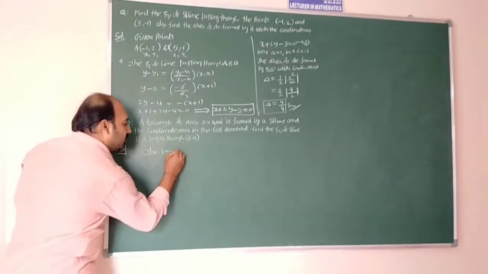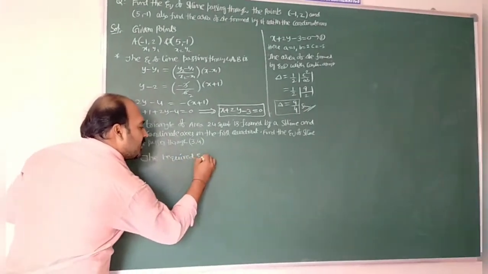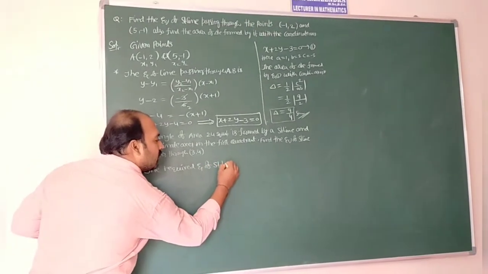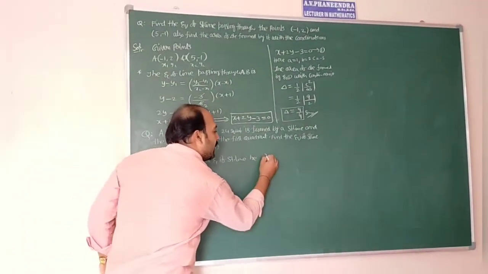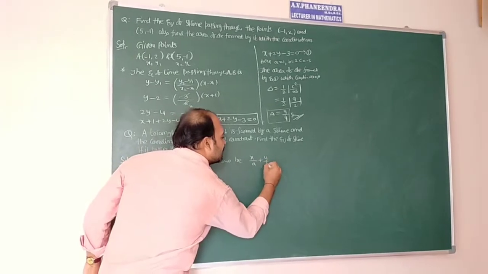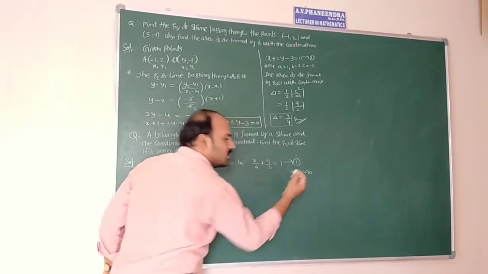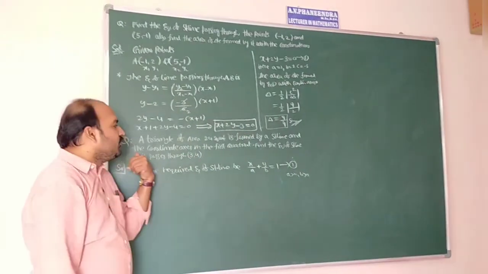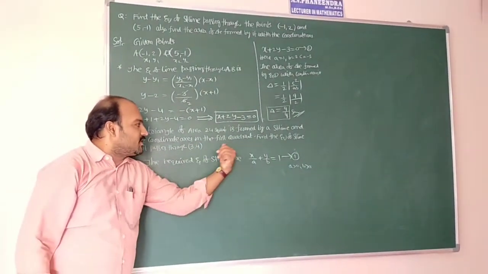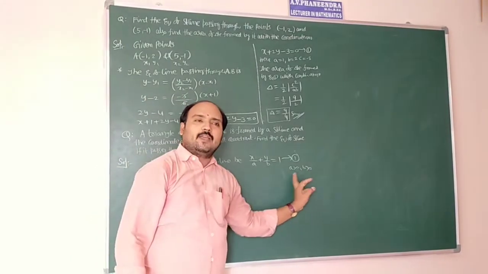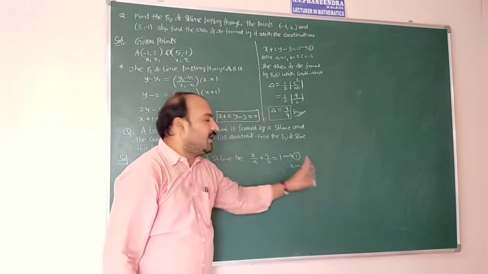The required equation of straight line is x by a plus y by b is equal to 1, where a is greater than 0, b is greater than 0. Why? Because the line is in the first quadrant, they mentioned that first quadrant means both x and y intercepts should be greater than or equal to 0.